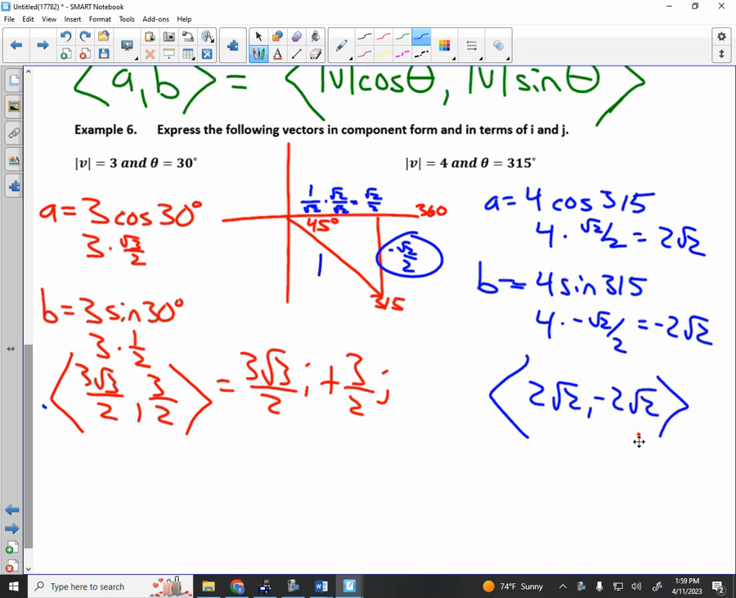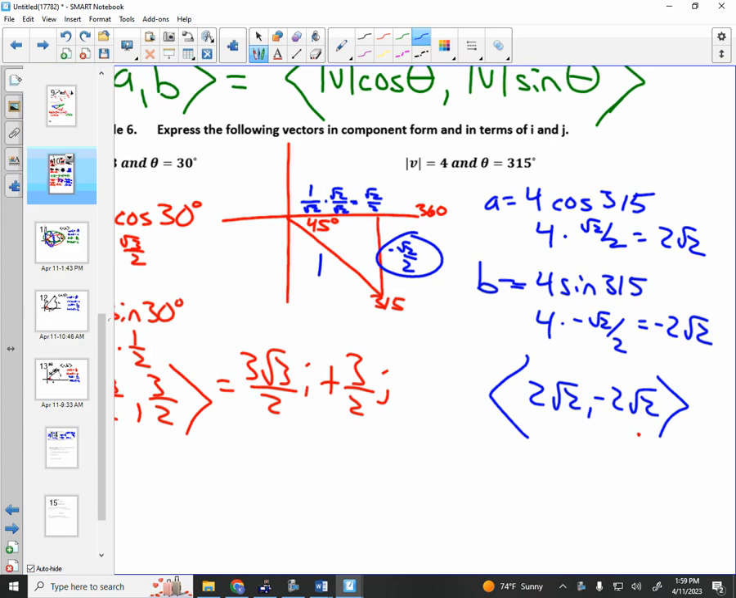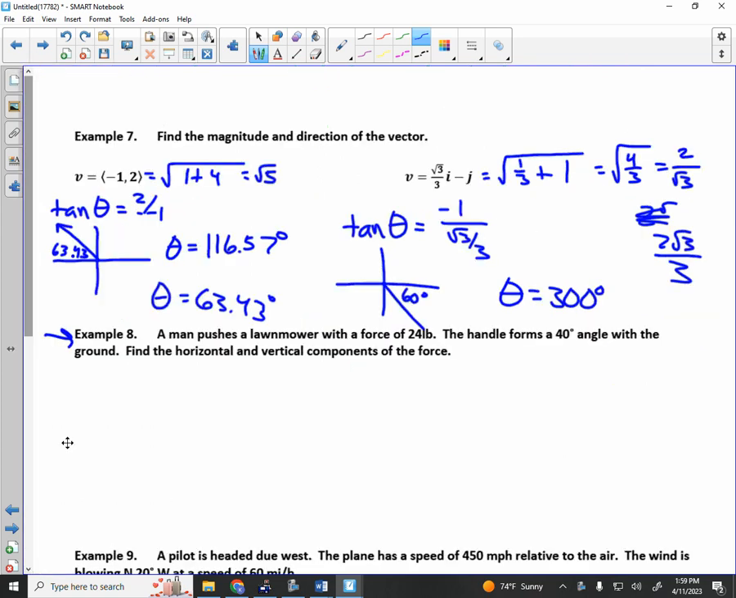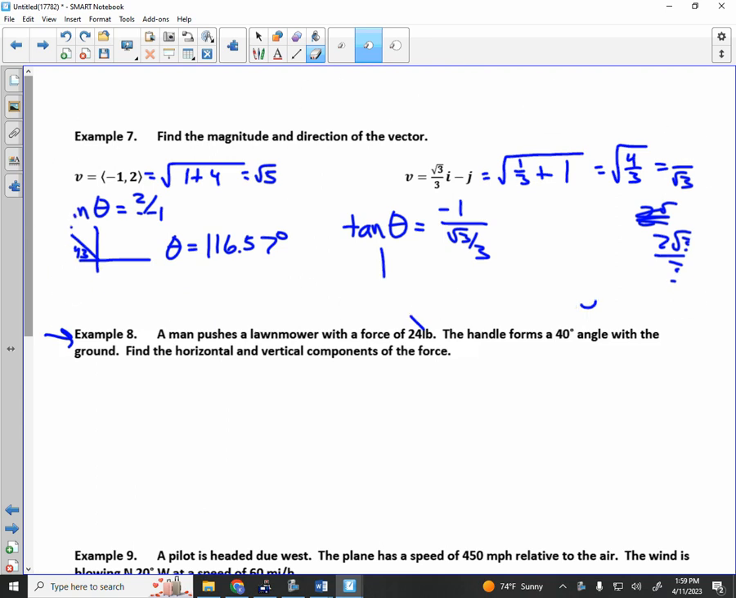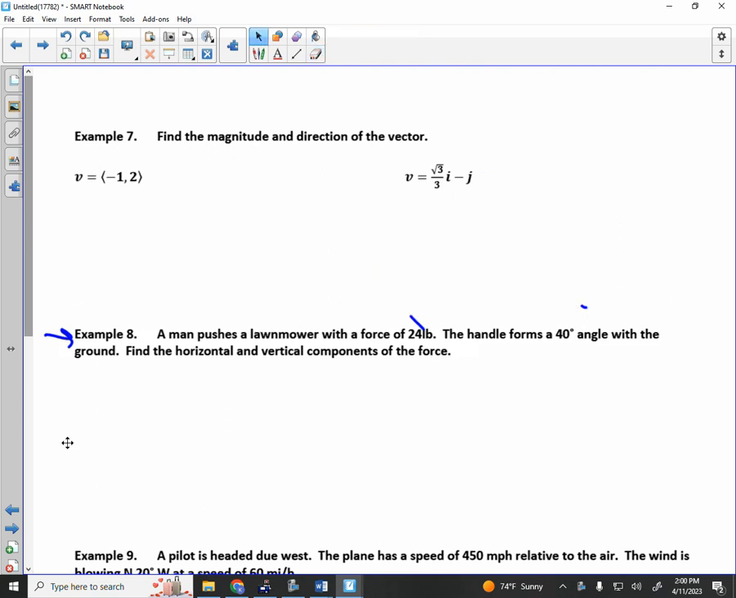Not too bad? Okay, last example. Flip it over. Determine the magnitude and the direction of the vector. So the magnitude of V is equal to the square root of what? 1 plus 4. So we got the square root of 5. Thou shalt not get that wrong on the test.